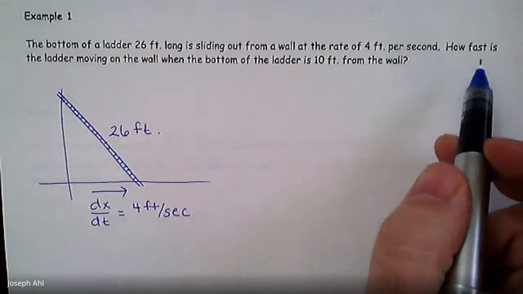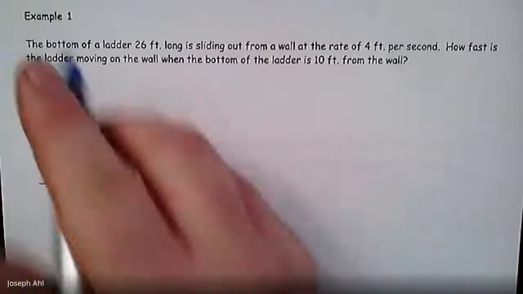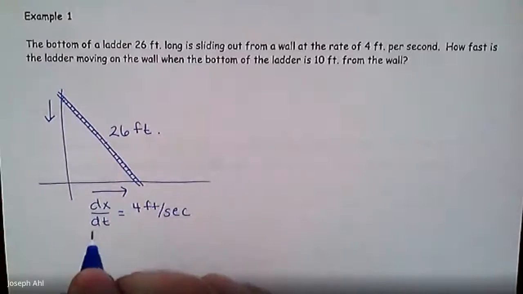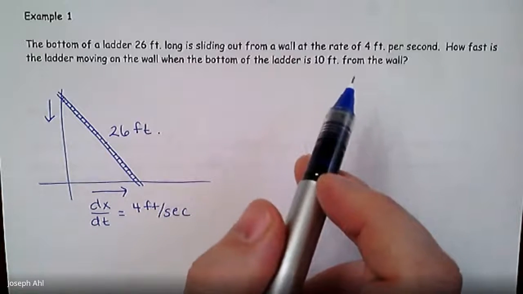What we want to find in the end is how fast the ladder is moving on the wall. Well, as it slides out this way, the ladder is going to be going down this way, when the bottom of the ladder is 10 feet from the wall.